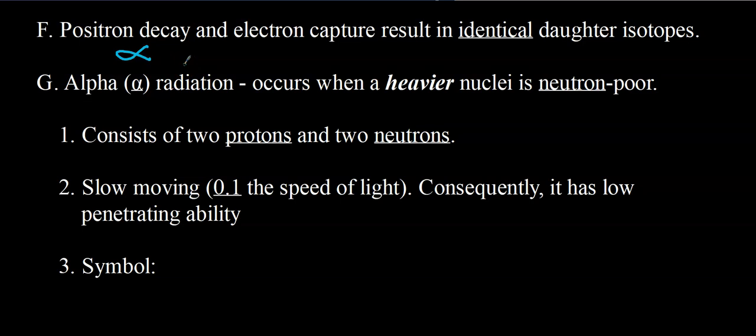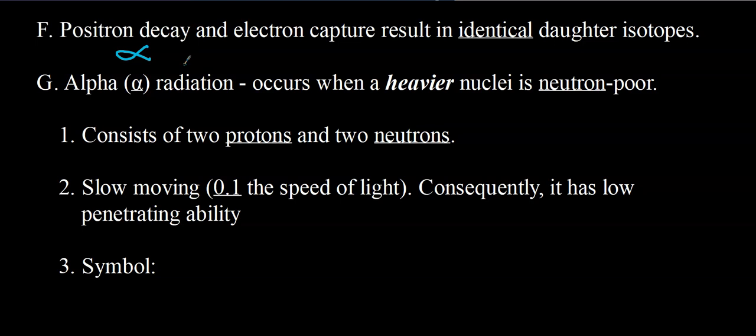So what does alpha decay occur to? Take a look on page 936 and see what it says. Alpha decay occurs to heavy nuclei, a heavy nucleus that is neutron-poor. So it's, again, a way for the nucleus to get rid of some neutrons.